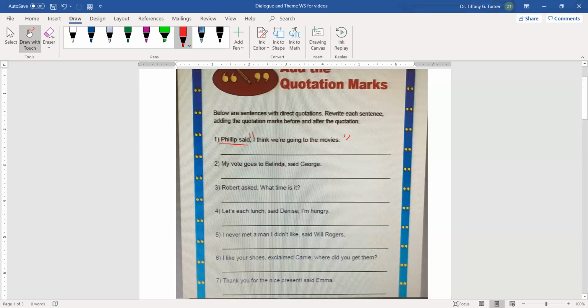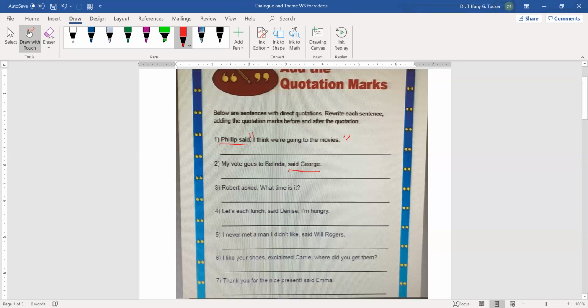So let's look at another example. Remember, two parts: the dialogue and the speech tag. The speech tag tells us who is speaking in the sentence. That's what I always like to look for first. So the sentence says, My vote goes to Belinda, said George. Well, who is it that's talking in the sentence? Well, I see George. So I know that said George is the speech tag, which means it's not the dialogue.